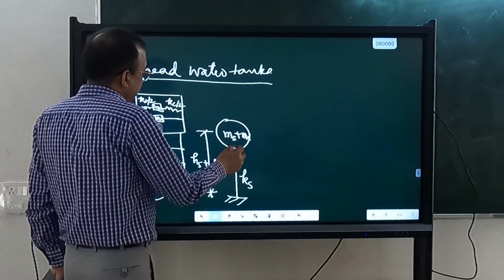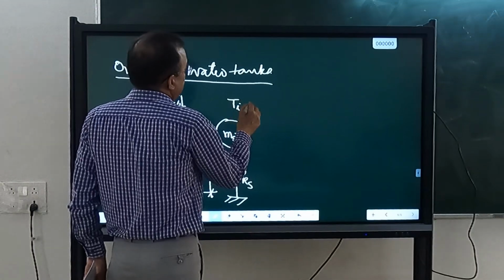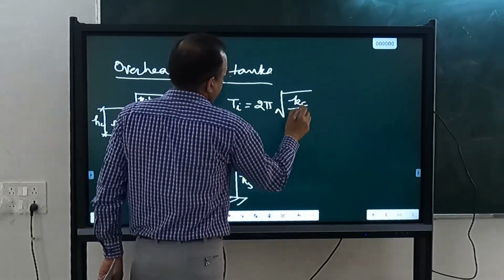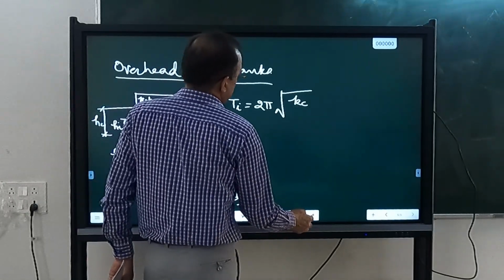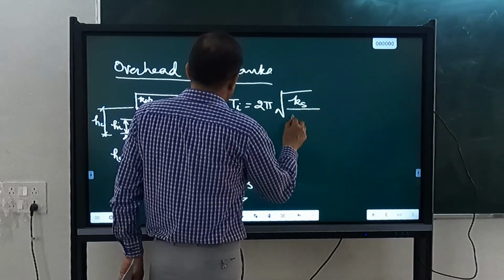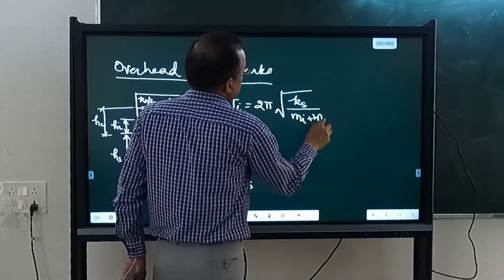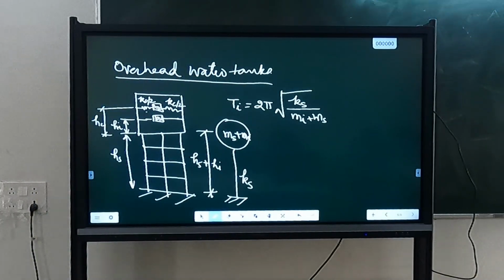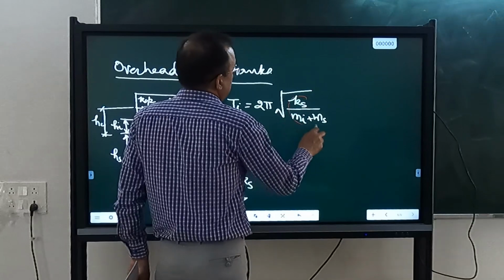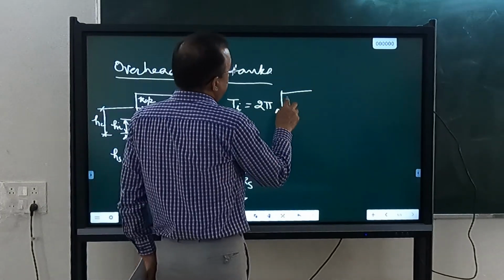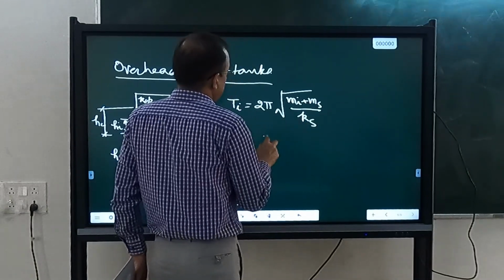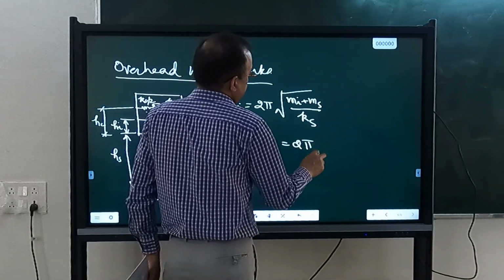Okay, then the period of vibration Ti is 2 pi square root of Mi plus Ms divided by Ks. Now the other way around. I am writing the period, which is going to be Mi plus Ms divided by Ks, and Tc will be 2 pi square root of Mc by Kc.